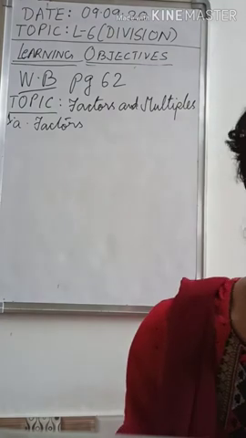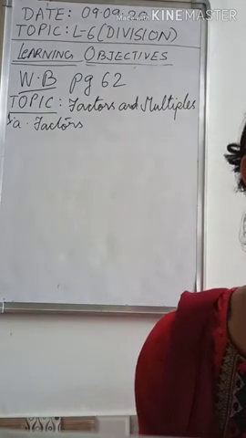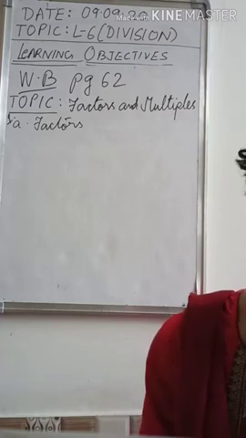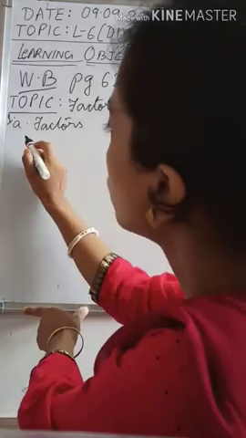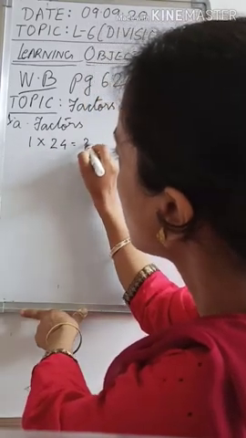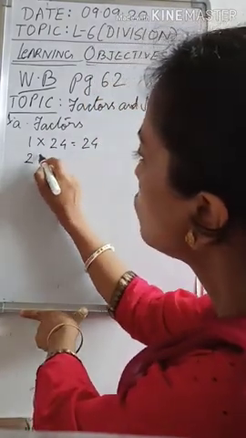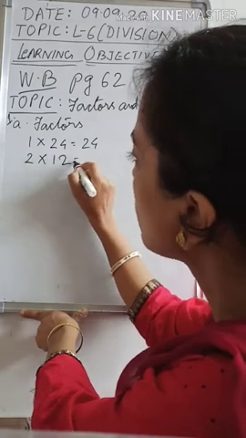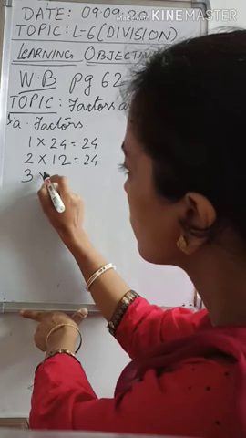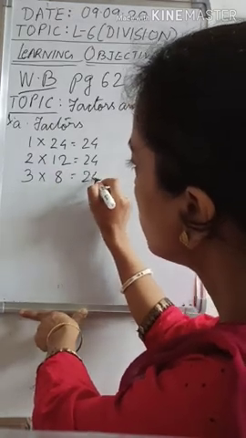Question B. Two of the factors of 24 are. You have to find two of these factors of 24. If I say 24, what are the factors of 24? 1 24s are 24. 2, how much is 24? 2 12s is 24. We get 24 in the table of 3 also. 3 8s are 24.